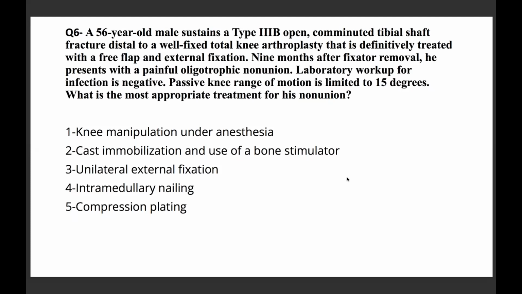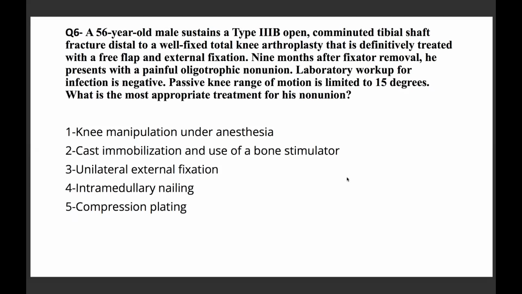Cast immobilization with use of a bone stimulator. Okay, so theoretically this is not wrong. However, the patient was immobilized for a long time. There is a non-union that we need to tackle both biologically and mechanically. So this is not the best mechanical option. A bone stimulator might be a good biological option, but without mechanics, biology will not work. Unilateral external fixator: again, doing the same thing and expecting different results is the definition of insanity.